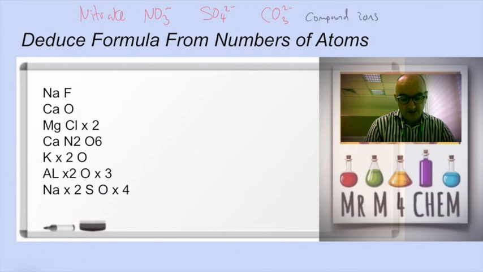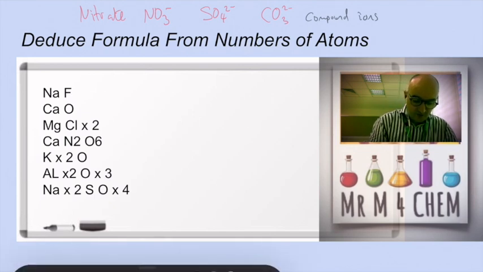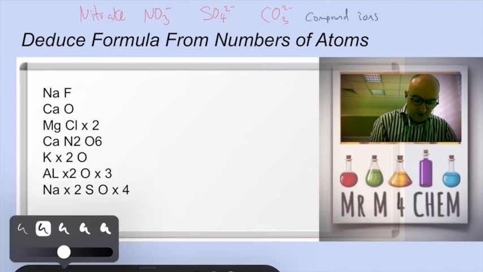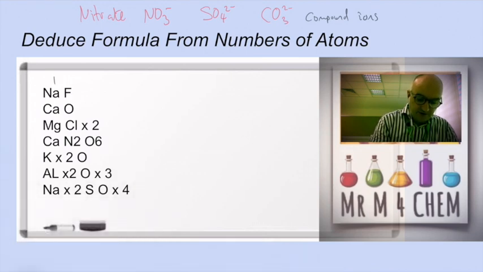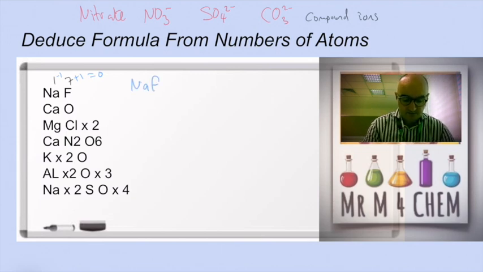So we start off fairly easy, and we're looking at 1 atom of sodium and 1 atom of fluorine. Sodium is group 1, fluorine is group 7. So that means that group 1 is going to lose 1 electron, and the fluorine is going to gain 1 electron. -1 + 1 is 0. So the formula is NaF.